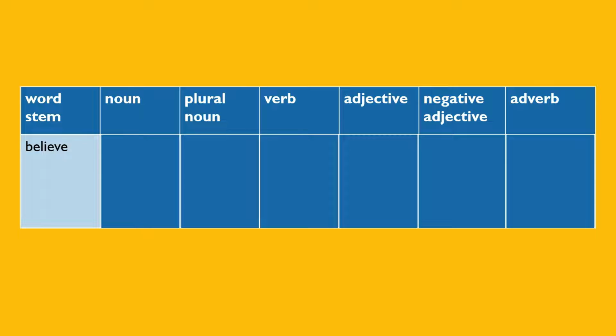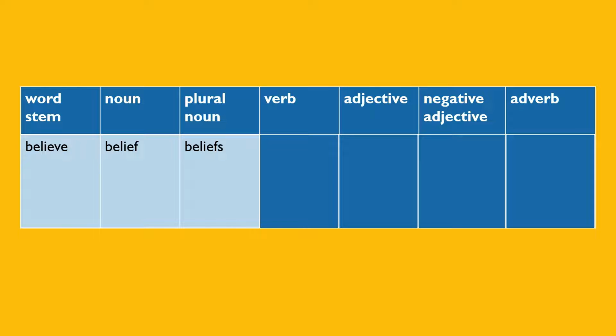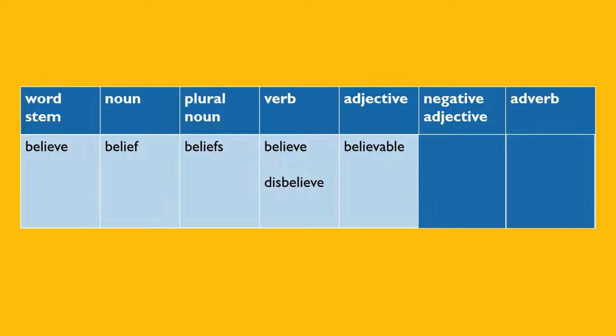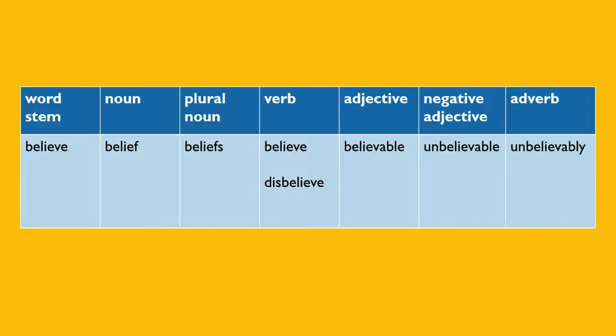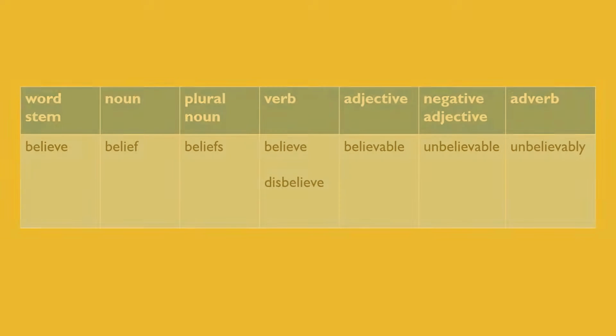So for our noun, we got belief. Plural noun, beliefs. Verbs, there are actually 2. I wonder if you got them both. Got believe and disbelieve. The adjective, believable, and the negative adjective, unbelievable. And the adverb, unbelievably. And interestingly, we only have one adverb and it can only be negative, so unbelievably, not believably.